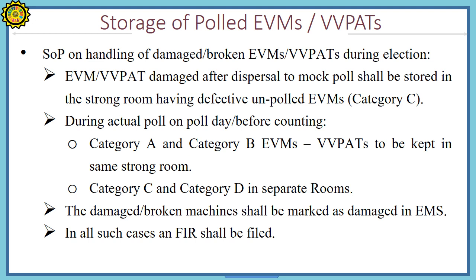SOP on handling of damaged or broken EVM VVPAT during election. EVM VVPAT damaged after dispersal to mock poll shall be stored in the strong room having defective unpolled EVM, that is category C. During actual poll on poll day or before counting, category A and category B EVM VVPAT to be kept in the same strong room. Category C and D in separate rooms. The damaged or broken machine shall be marked as damaged in EMS. In all such cases, an FIR shall be filed.